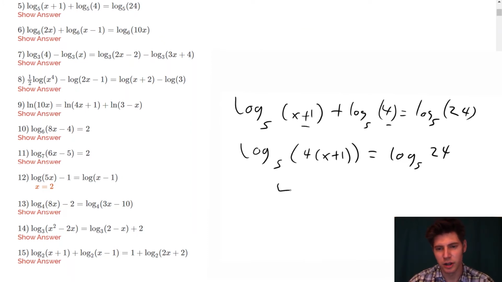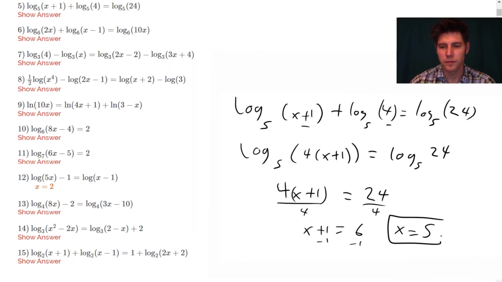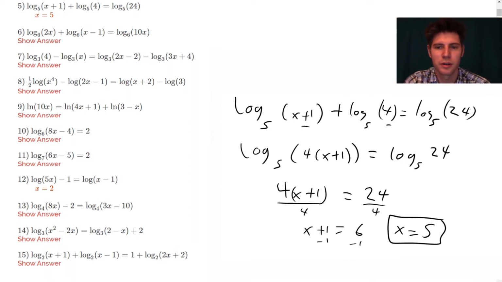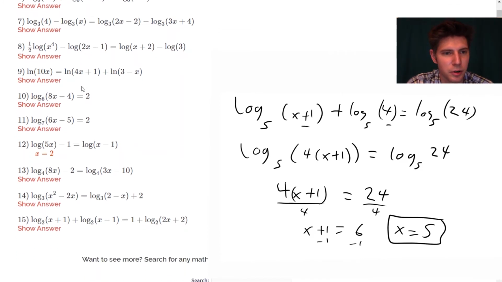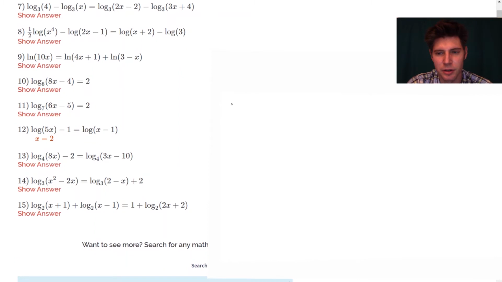We want a single log on both sides so we can just do the stuff inside. I'll divide by 4, get x plus 1 equals 6, minus 1, minus 1, and we get x equals 5. That should be the answer to this one. Yep, x equals 5. So that's how these work. You want to condense them into a single logarithm. We'll do another one of those, but with some minuses. We'll do number 7.